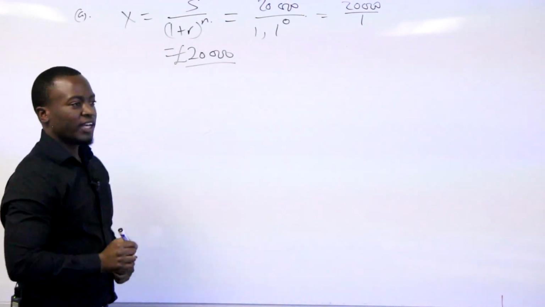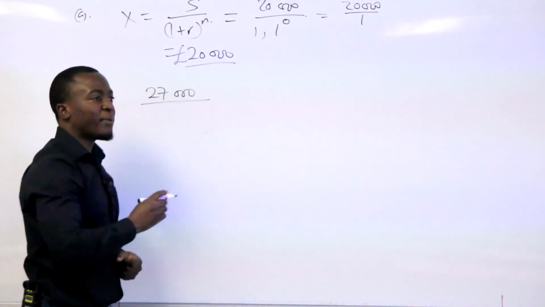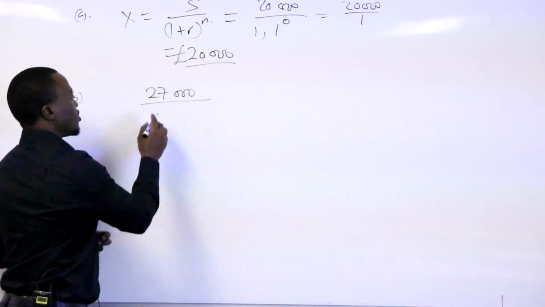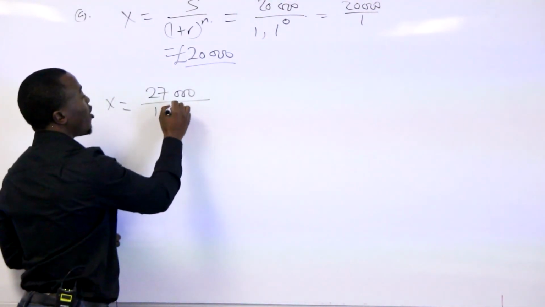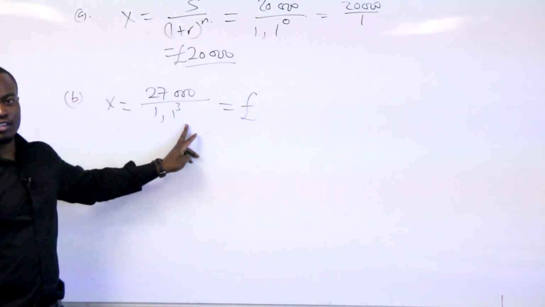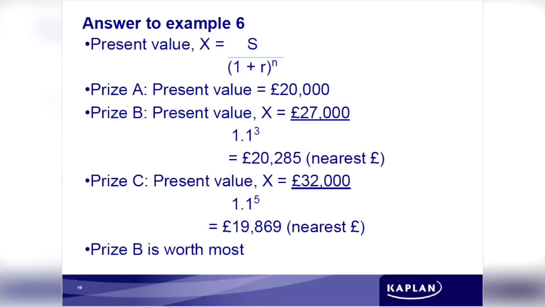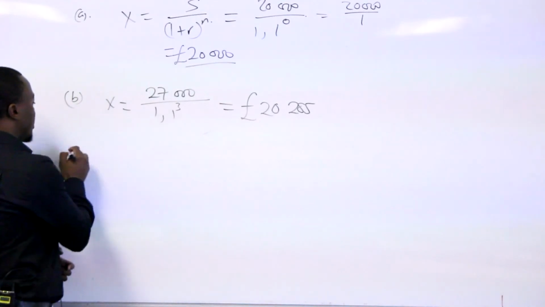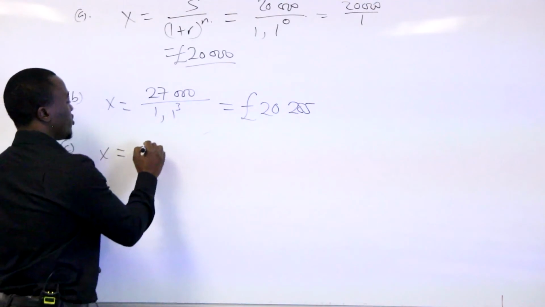The second option is winning 27,000, but in how many years' time? That is in 3 years' time. So for us to calculate the present value, it's 27,000 divided by 1.1 to the power of 3, and you're going to get 20,285. And it has been rounded off to the nearest pound. Then the last option is to win £32,000.